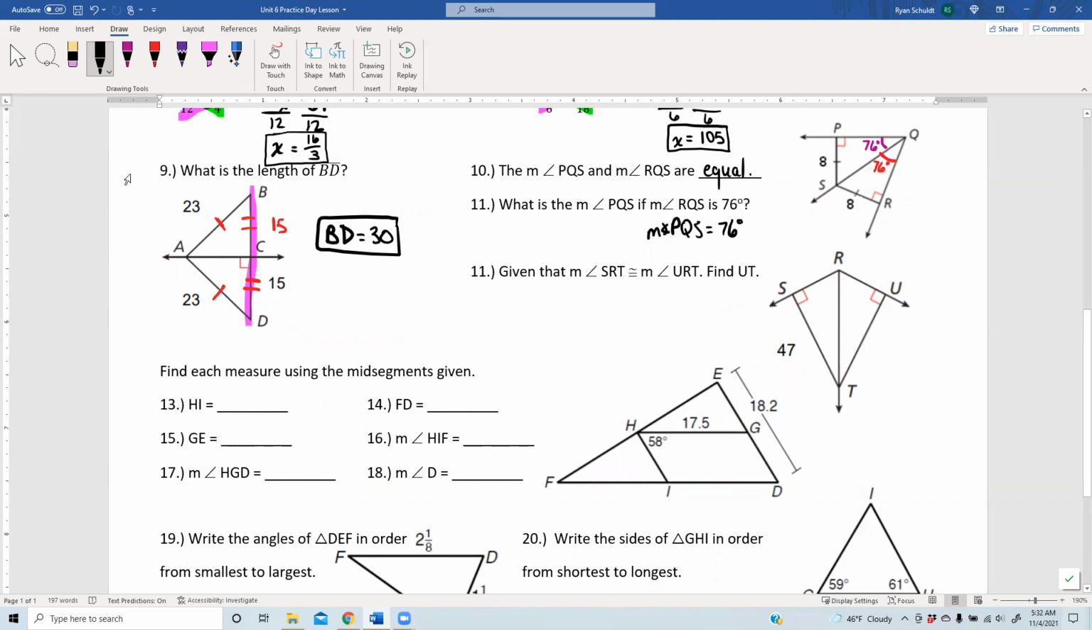Number 11, given that the measure of angle SRT is congruent to URT. So SRT, this angle, is congruent to that angle. Find UT. Well, I know ST is 47. That means UT has to also be 47.